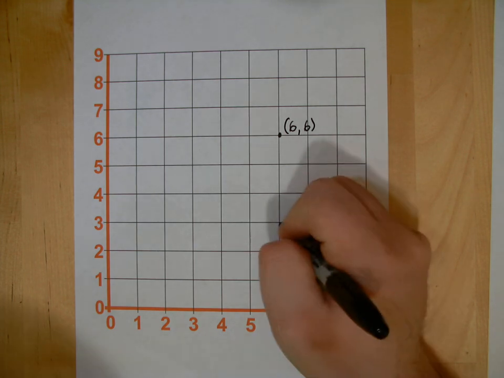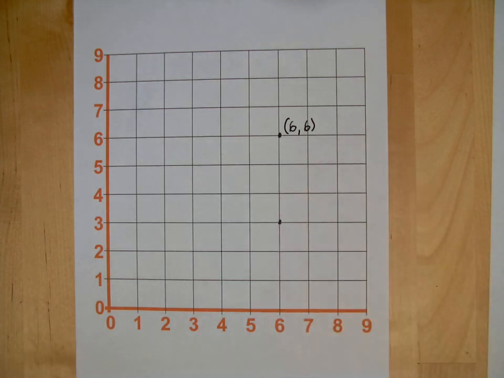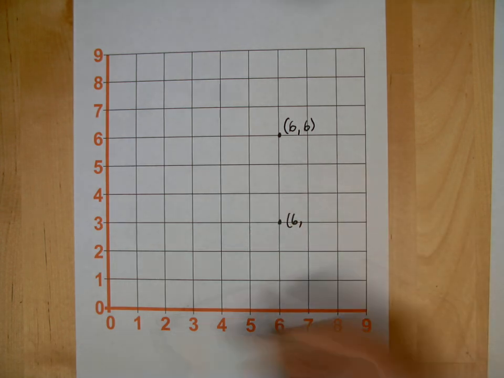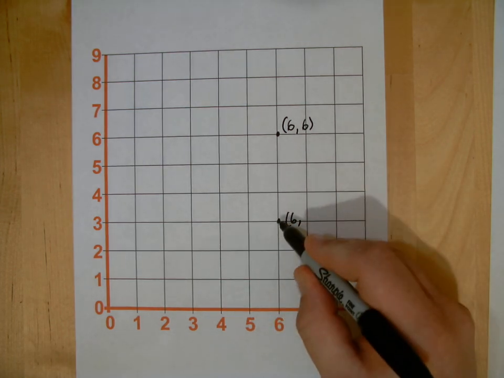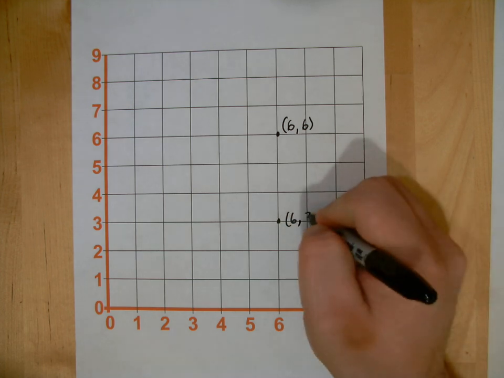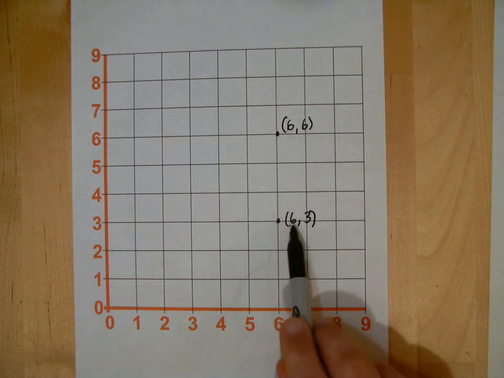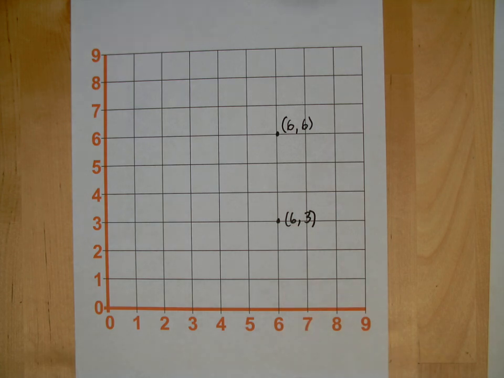If I pick another point, say for instance this point here, let's think about what that coordinate would be. Well, again, remember we start at the origin, and I've got to go across first to get to that point. I've got to go across to 6. So my first number is going to be 6, and then I've got to go up 3. So I put a comma and I put 3 there. So that will be the coordinate to describe that location. So the first number tells you how many you go across, the second number tells you how many you go up.